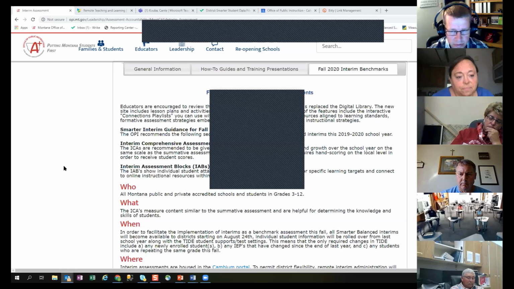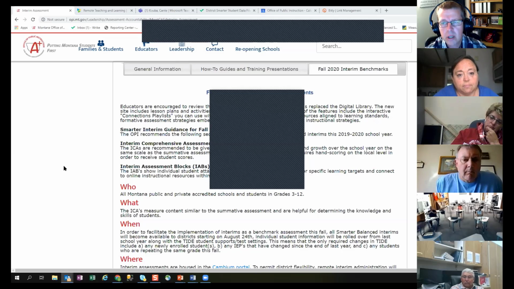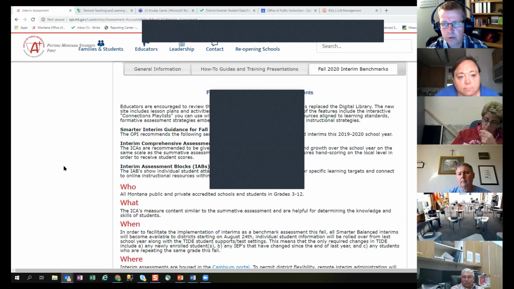Where everybody had the student settings, science, alternate science, and Smarter Balance are all going to be in there, including Smarter Balance interims, which the interims we're talking about here, just for clarity, somebody asked that question. Yes, this is just referring to ELA and math, the Smarter Balance interims.